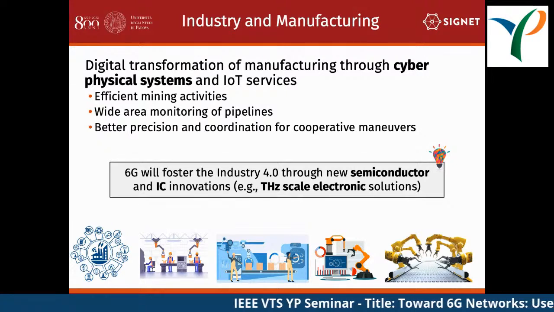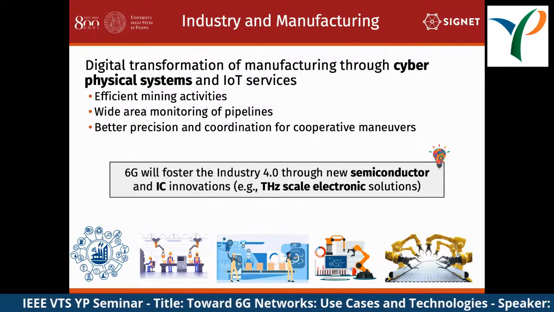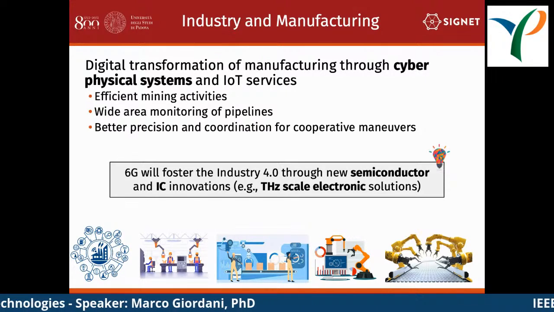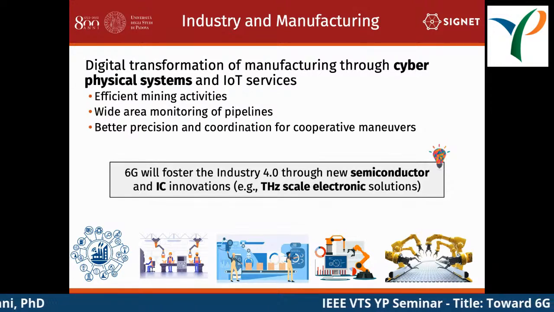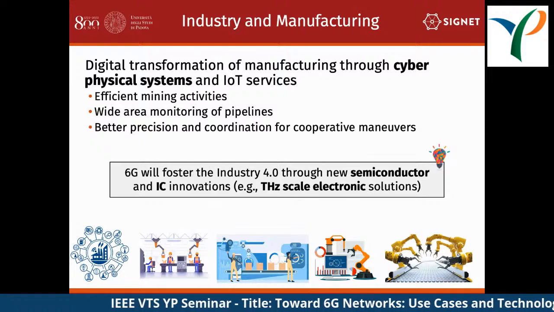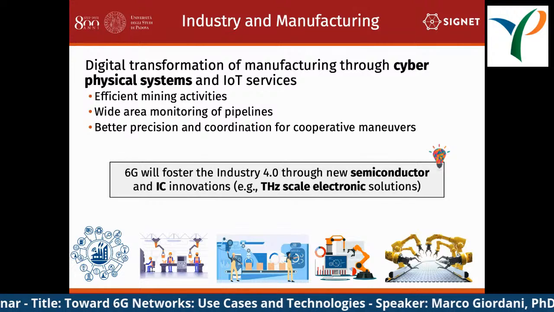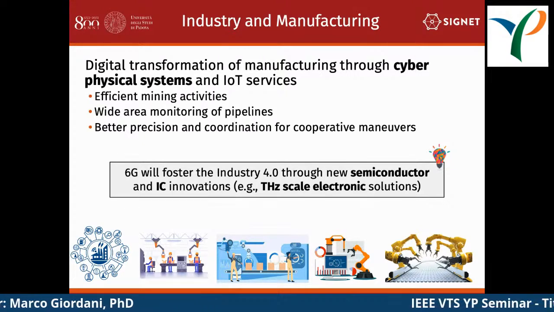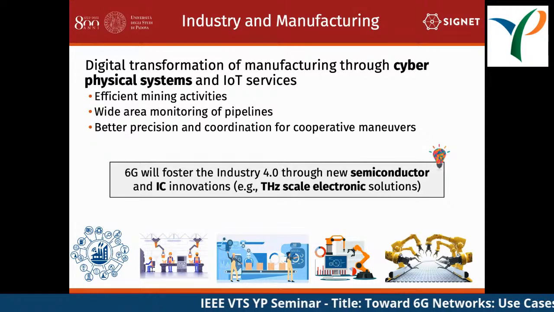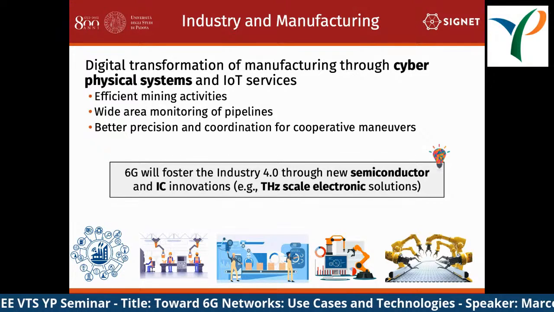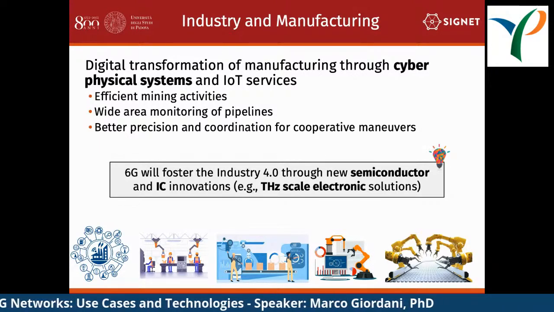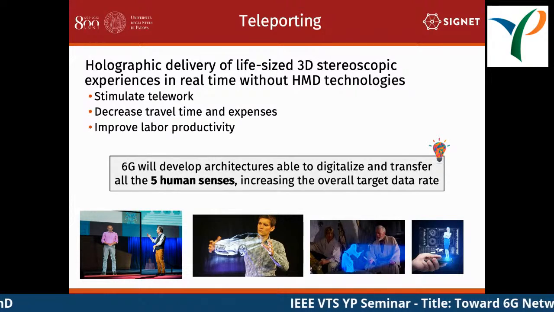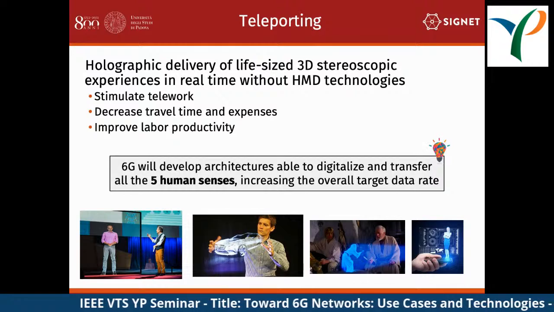And in order to do so, we need at least two types of communications. One is intra-machine communication, like to control robotic arms. And this means replacing cables with wireless communication. And this can be enabled by innovations like new integrated circuits, which may operate in the terahertz scale. Also, we need multiple robots or multiple machines to communicate together. And this is inter-machine communication, which is particularly complicated due to the very large distances involved, as well as the mobility of the machines. So this is one aspect of the research. This industry and manufacturing is typically regarded as IIoT, so industrial IoT, which is something which goes a little beyond what 5G is considering.